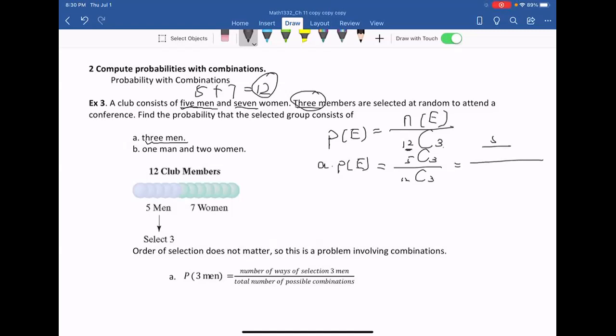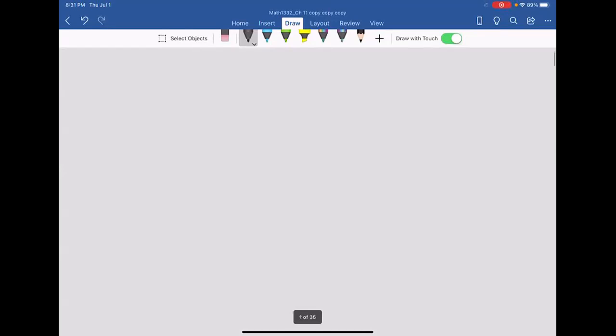And use the formula of the combinations, which is 5 factorial over (5 minus 3) factorial times 3 factorial, divided by 12 factorial over (12 minus 3) factorial times 3 factorial. And find the answer.